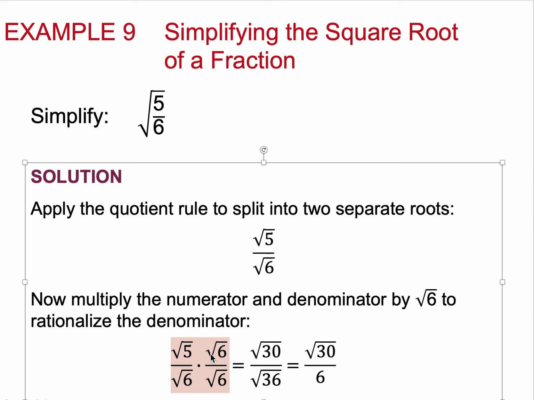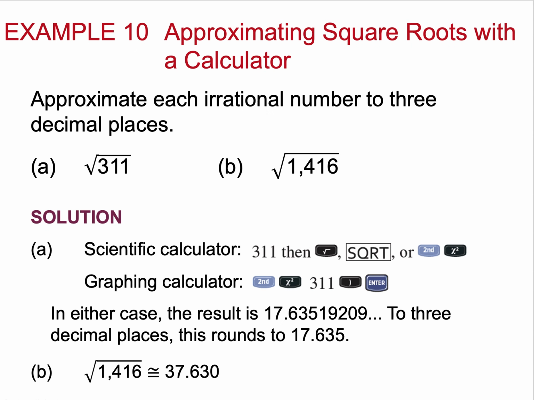So I'm going to multiply it by square root of 6 over square root of 6 because that's going to give me a perfect square in the denominator, which is 6. 5 times 6 is square root of 30, and that's as far as I can take that.